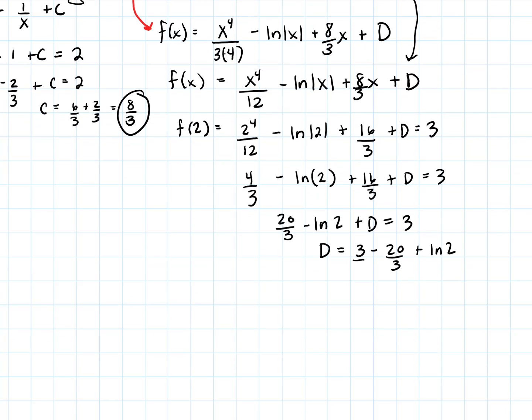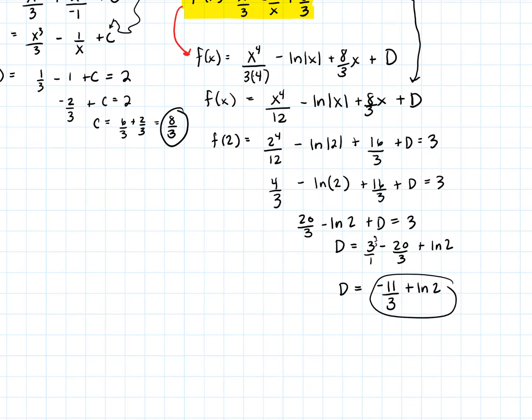And let's just go a little bit further here. So this becomes 9 thirds minus 11 thirds plus ln of 2. Wait, that is 9 thirds minus 20 thirds, which is negative 11 thirds, plus ln of 2. And we could leave it, there's nothing more. We could approximate it, of course, but that is our d value.